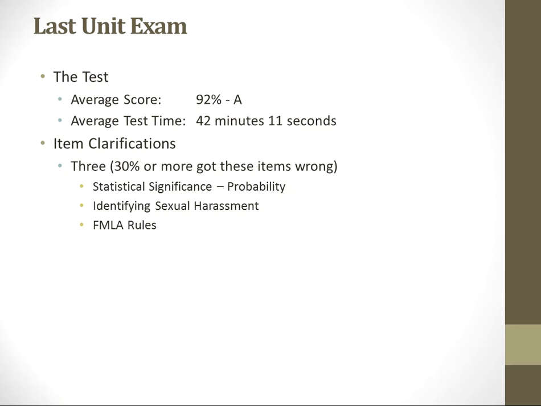The item clarifications. There were 3 items that I wanted to clarify where 30% or more got these items wrong. They are statistical significance or probability, identifying sexual harassment, and FMLA rules. So we'll spend a few minutes on each of these slides to talk about them to hopefully clarify any misinformation you may have about them.